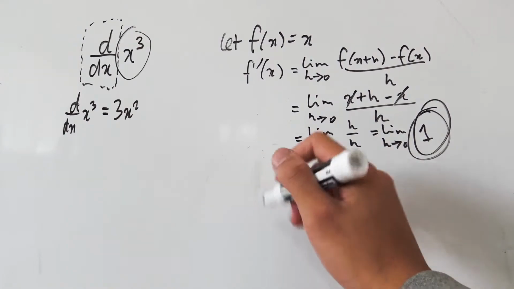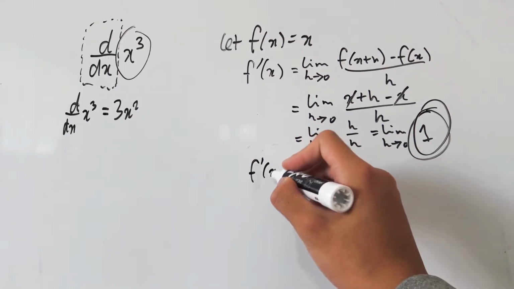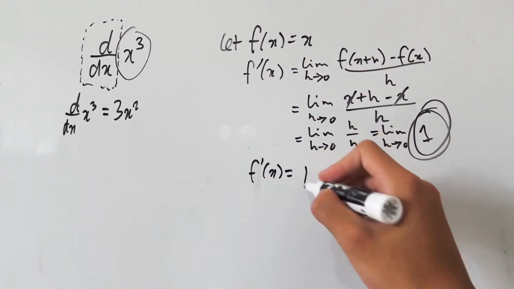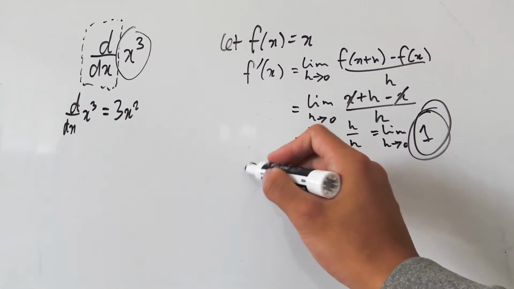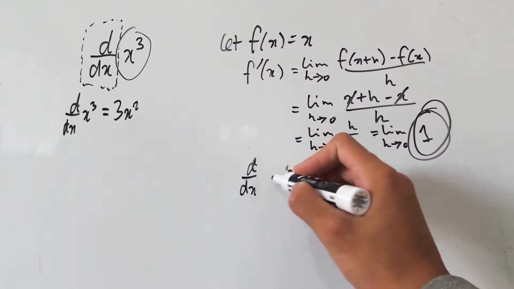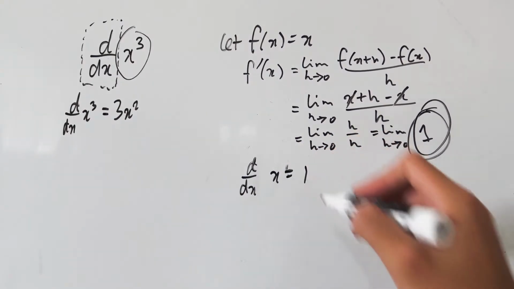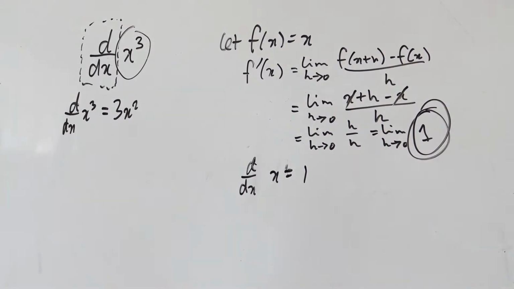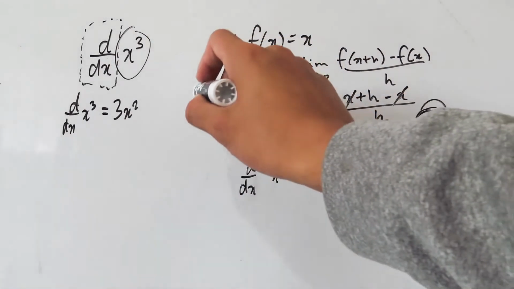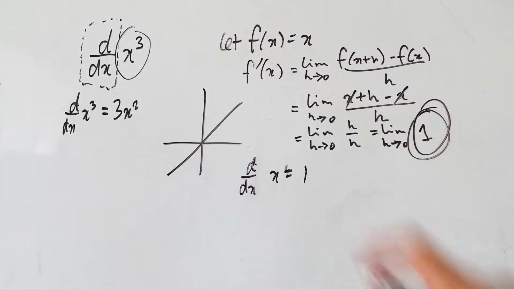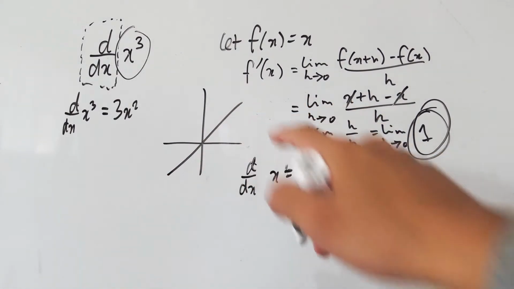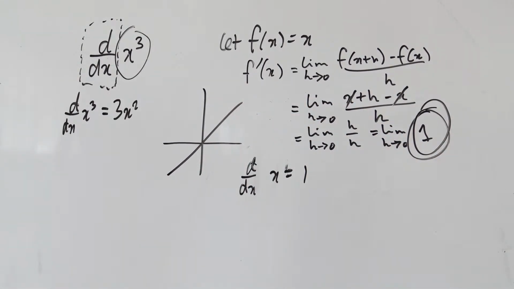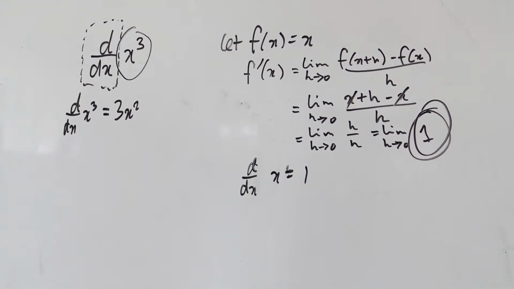So what we found out is f prime of x is equal to 1, and we can rewrite this as the derivative of x is exactly 1. And that makes sense because if you look at our graph of x, what is the gradient at every single point on our line here? Well, it's just 1.